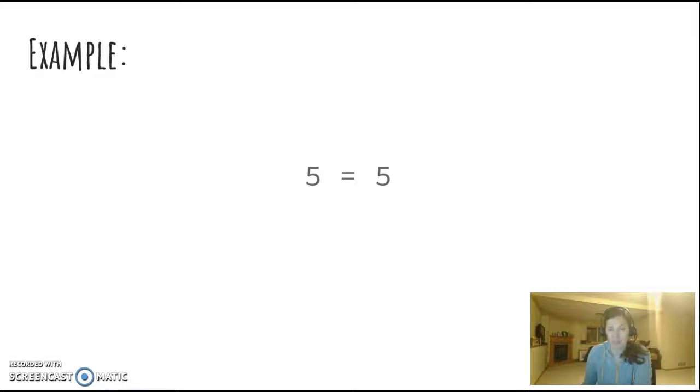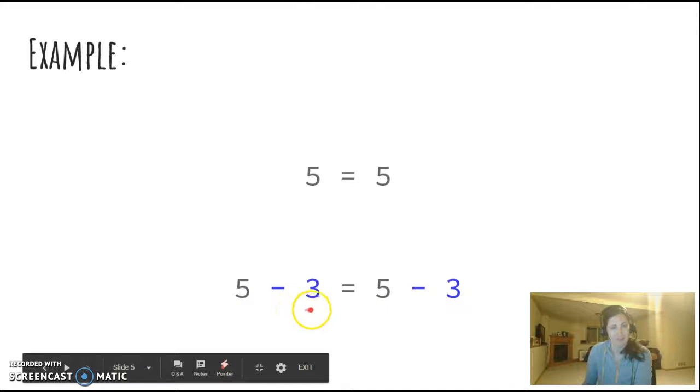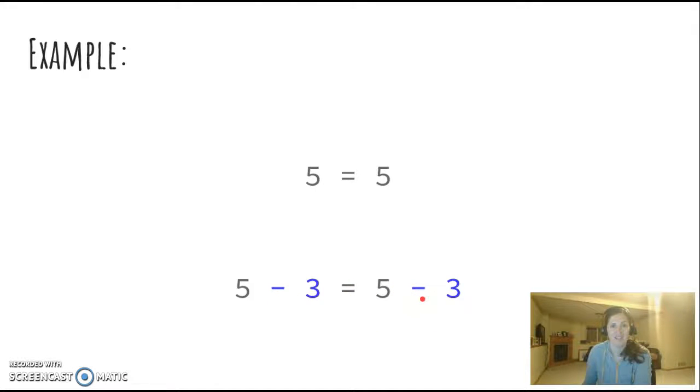If 5 equals 5, which it does, then we can subtract the same thing from both sides. In this case, 5 minus 3 is equal to 5 minus 3. Those two quantities are the same. These two properties are going to come in handy when solving one-step equations. Make sure you have these in your notes and that you can reference them whenever needed.